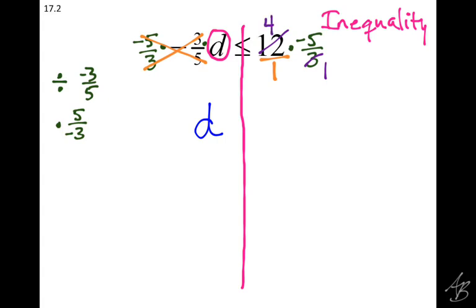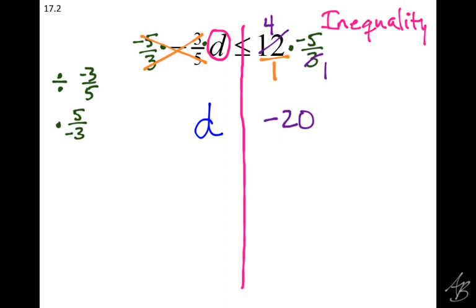Whew, this is fun, isn't it? A lot of stuff going on here. There's even more coming up. So what do we get? What's 4 times negative 5? Negative 20. And it's negative 20 over 1, but do we need that over 1? What's negative 20 divided by 1? Negative 20, right? So we're just going to leave that off.